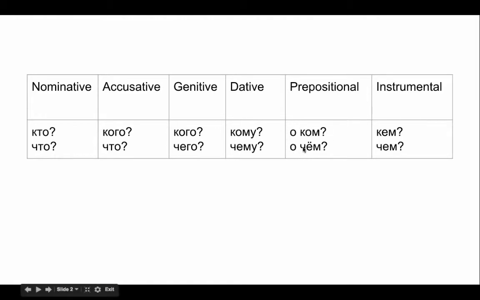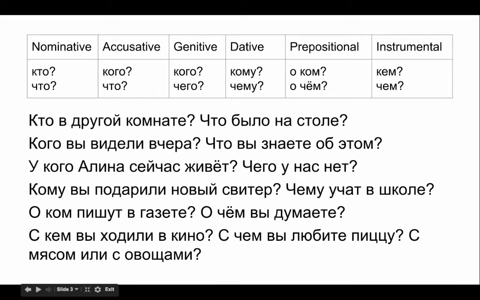Note that other prepositions could be there. It's just that there must be a preposition there to cause the prepositional case. So usually о is kind of the stand-in that's chosen. And instrumental, кем, чем. So let's look at a few examples and questions.